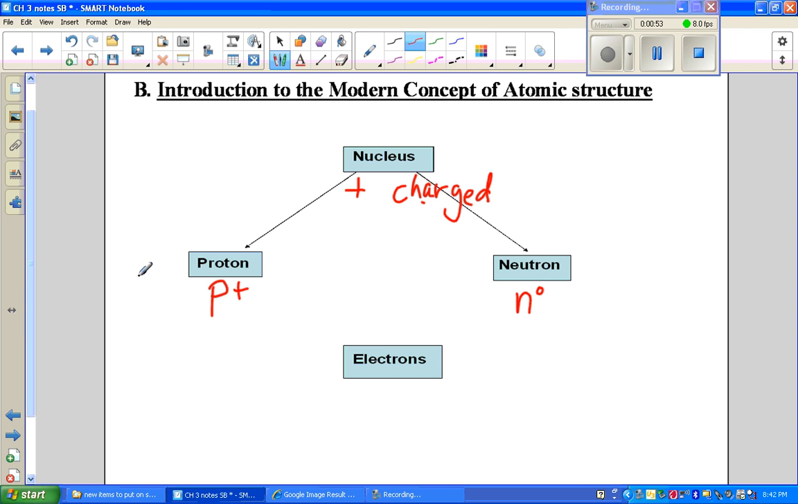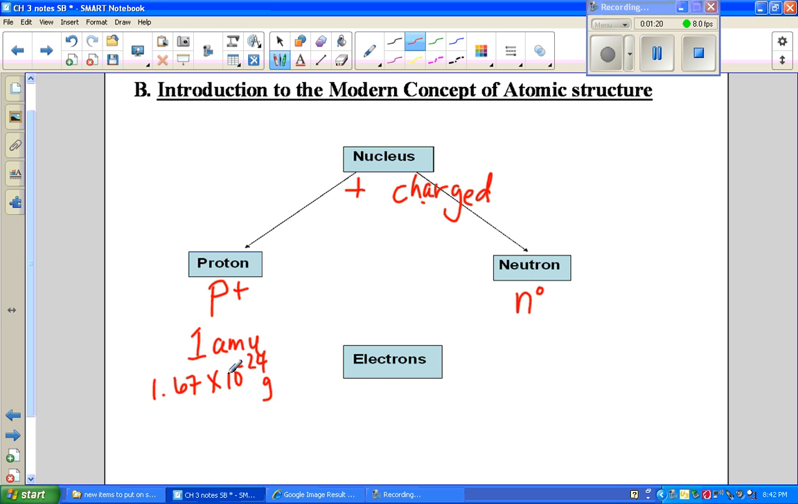So the protons are positively charged, and they are equal to what's called 1 AMU. An AMU is an atomic mass unit. You may want to jot that down. So 1 AMU is an atomic mass unit. Well, what is that equal to? Well, here it's 1.67 times 10 to the negative 24th grams.